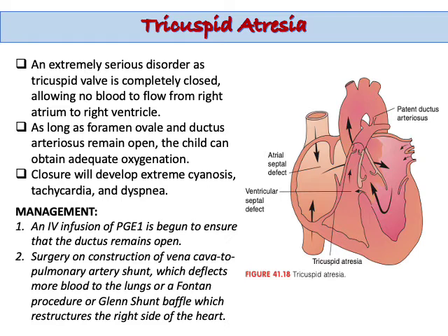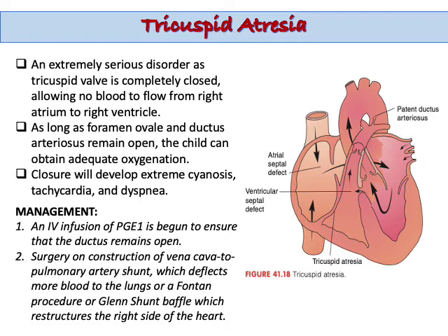Again, as I have previously mentioned about the foramen ovale and ductus arteriosus, in these cases, we want these fetal structures to remain open, because as these fetal structures are open, the child can obtain adequate oxygenation. Closure will develop extreme cyanosis, tachycardia, and dyspnea. Management, again, to keep the fetal structures open, prostaglandins are given.